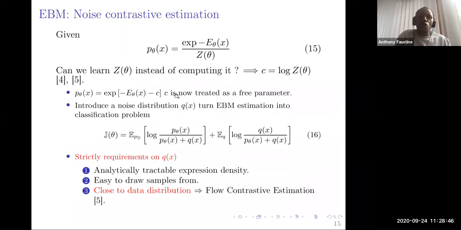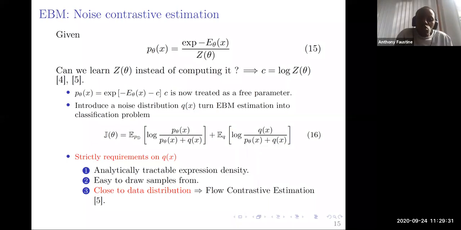So another approach for learning energy-based models is using noise contrastive estimation. The idea is, because the normalizing constant is intractable, can we avoid computing this and just learn from the model? So the idea is that if we replace this normalizing constant with a free parameter C, and then transform the density into this equation, exponential of negative energy function minus C, then we can get rid of the normalizing constant by transforming it to a free parameter and then just learn this together with the model parameters.